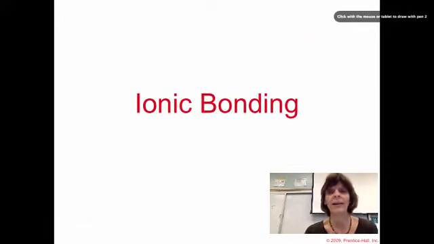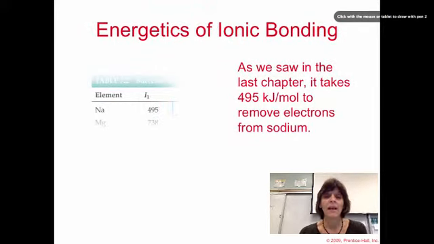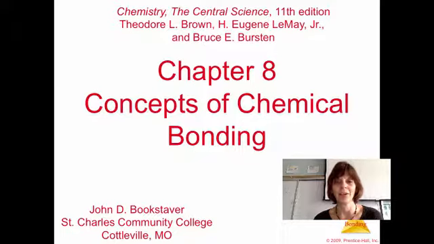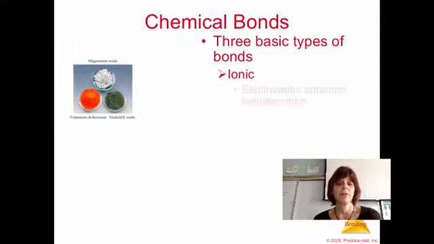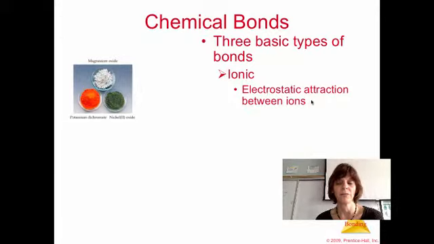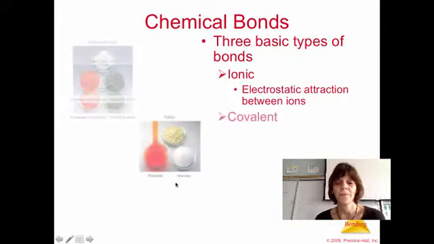Let's focus first on ionic bonding. We just finished a chapter looking at trends on the periodic table, and bonding, chapter 8, measured to indicate how much energy it takes to remove electrons. Let's do a quick review of different kinds of chemical bonds. 459 kilojoules per mole, we have ionic, to remove electrostatic attraction between ions, such as magnesium oxide, potassium dichromate, all with metals and nonmetals.